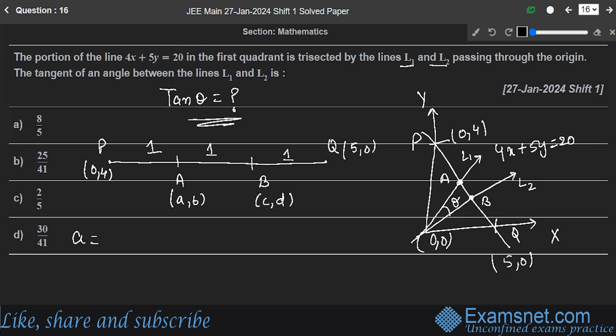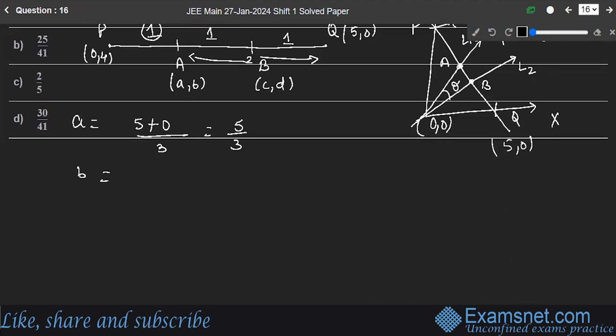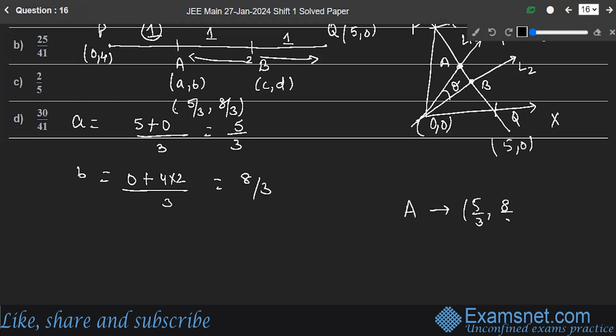So A will be given by the 1 to 2 ratio. So this will be (5 plus 0) upon 3, so this will be 5 by 3. And for the y-coordinate, it will be (0 plus 4 into 2) upon 3. So this will be 8 by 3. Similarly, this is the point A (5 by 3, 8 by 3).